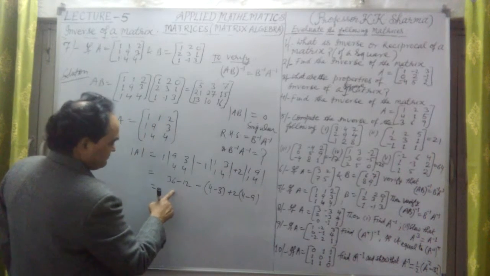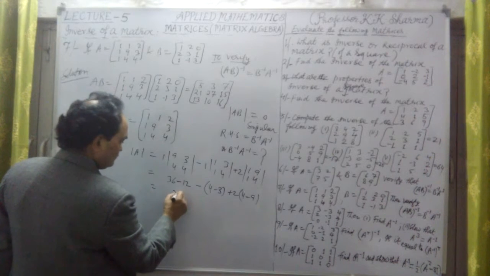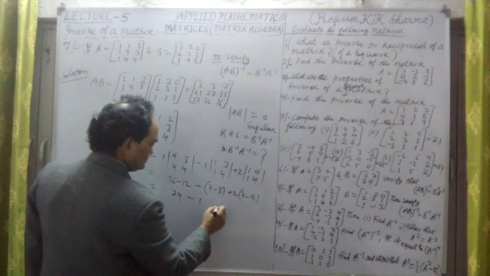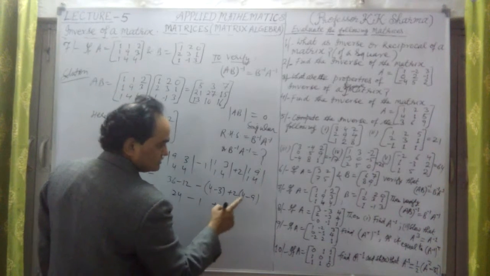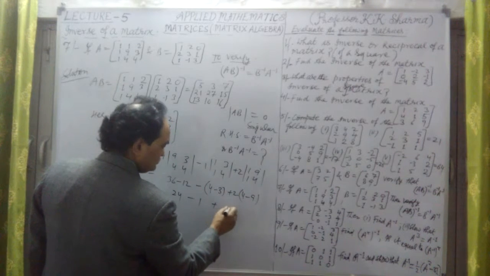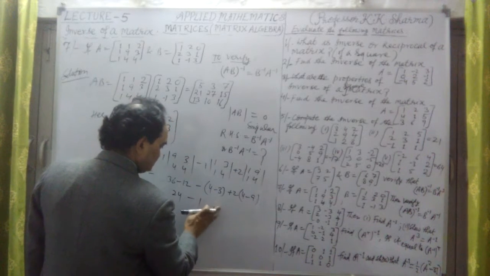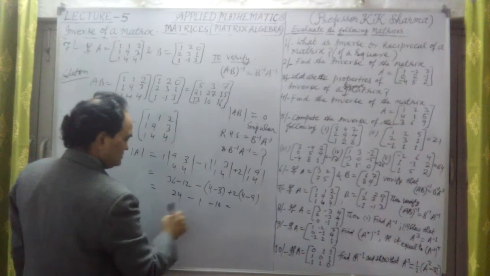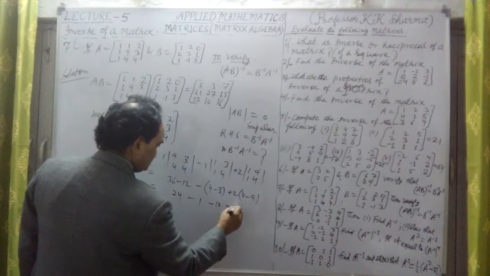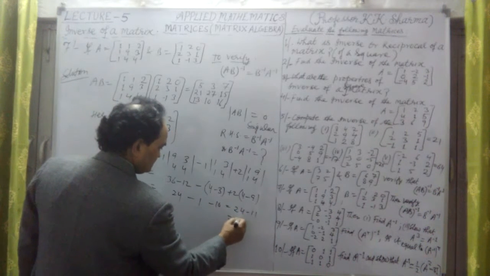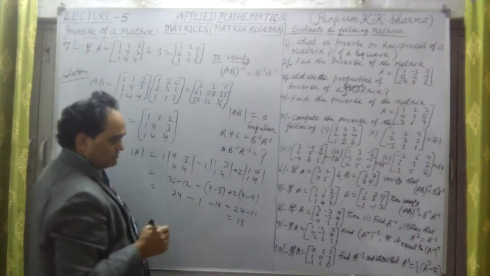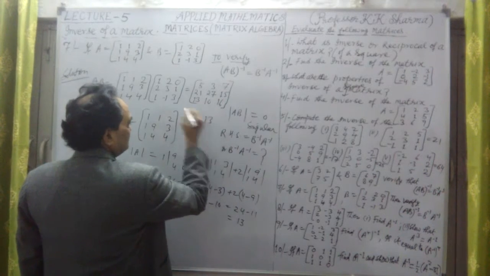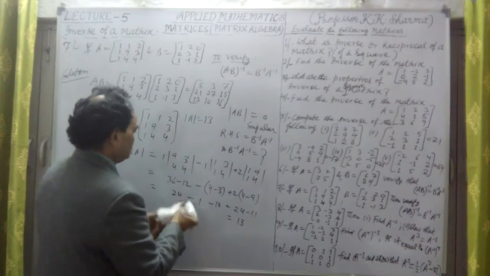Okay, so it comes out to be 36 minus 12 is 24. Minus this is 1 here, 4 minus 3 is 1, which is 1. Plus this is 4 minus 9 is minus 5. Minus 5 times 2 is minus 10. This is minus 10 here. So 24 minus 11, 24 minus 11 is 13. Okay, so it is 13 here. The determinant value is, let me write here, 13.